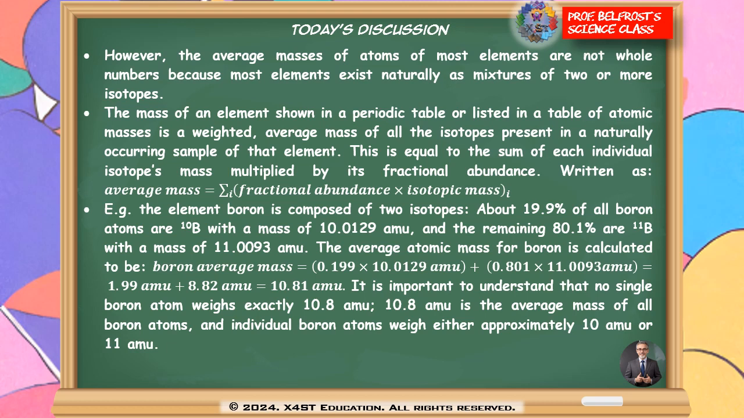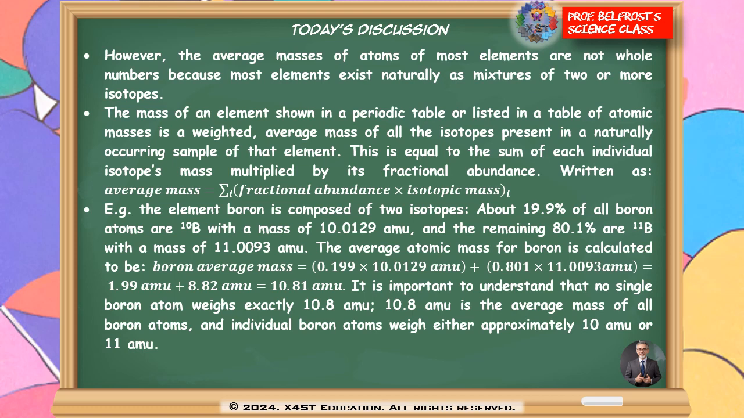However, the average masses of atoms of most elements are not whole numbers because most elements exist naturally as mixtures of two or more isotopes. The mass of an element shown in the periodic table or listed in the table of atomic masses is a weighted average mass of all the isotopes present in a naturally occurring sample of that element. This is equal to the sum of each individual isotope's mass multiplied by its fractional abundance, or the percentage of its composition in natural occurrence. It's written as shown by the formula on the slide.